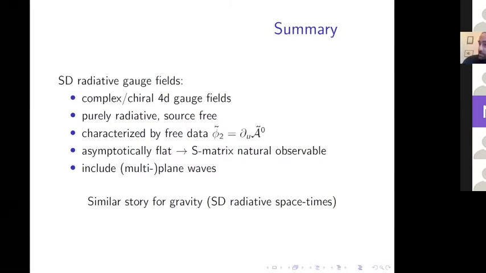Now, I've told you a story here that's all about gauge theory, but there's a virtually identical story for gravity, where the thing you wind up with is this notion of self-dual radiative spacetimes. These are complex solutions to the vacuum Einstein equation, have purely self-dual conformal curvature, and are specified by one free function at scri. Okay, so the key takeaway here is there's functional freedom in these backgrounds corresponding to this curly A twiddle.